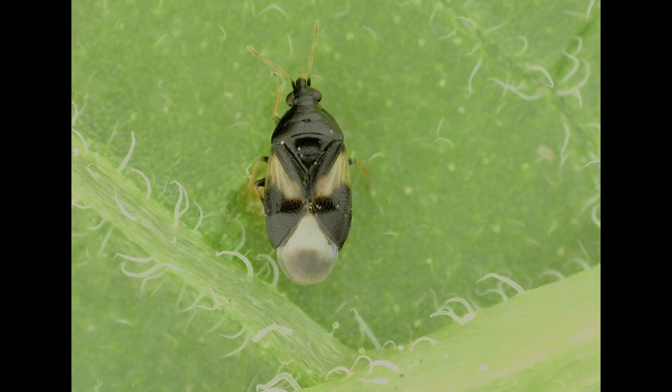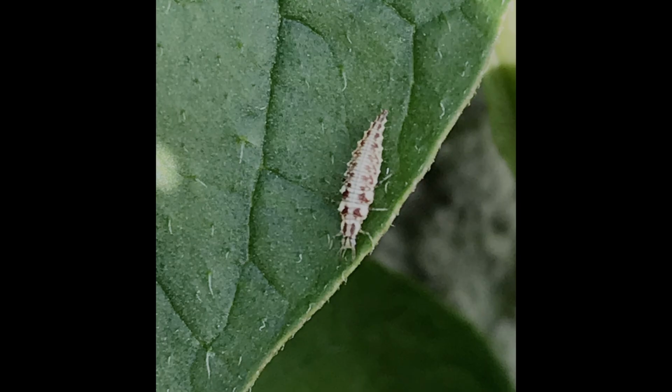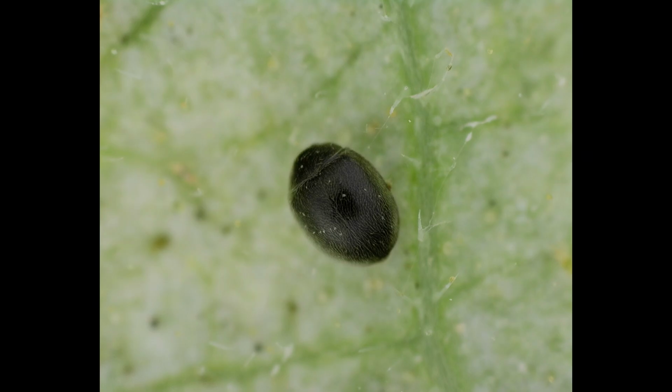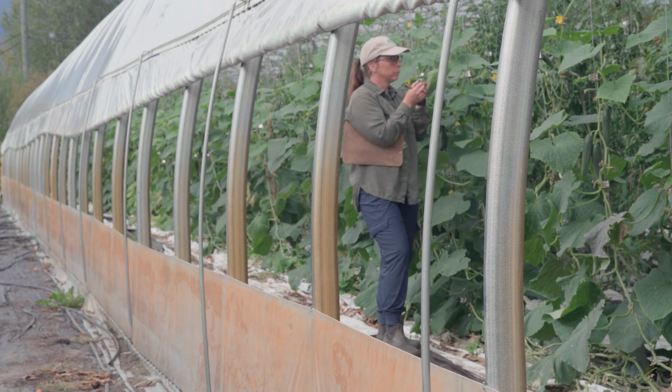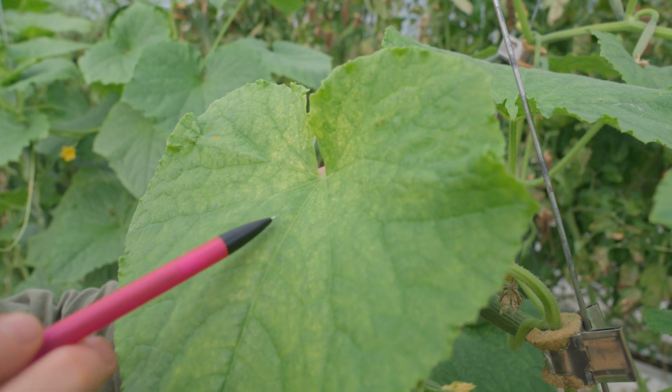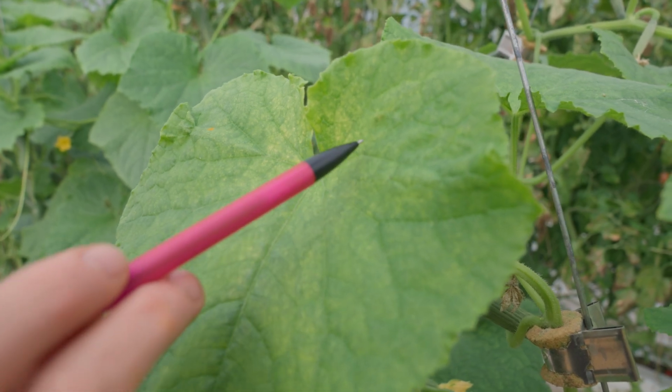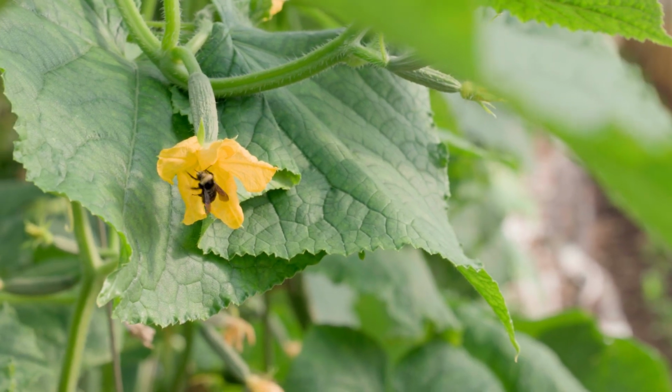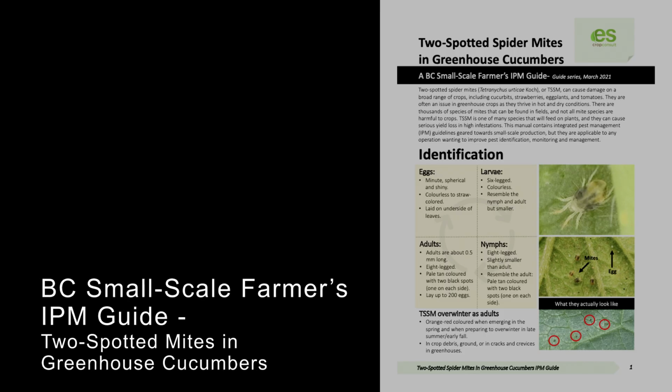There are many predators of mites and thrips, such as the minute pirate bugs, lacewings, and ladybugs. You may also choose to purchase and release predators to control mites and thrips in your greenhouse cucumbers. Keeping these records consistently each week will help you identify rising populations before they cause economic damage. For information on when to act, please refer to the BC Small Scale Farmers IPM Guide.